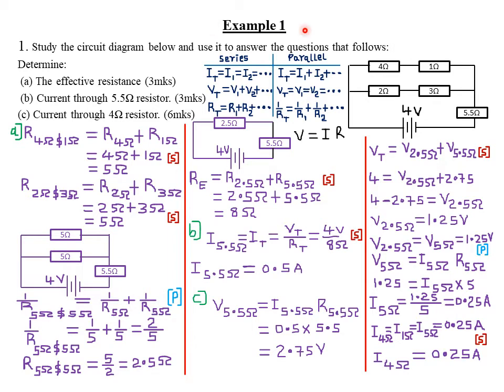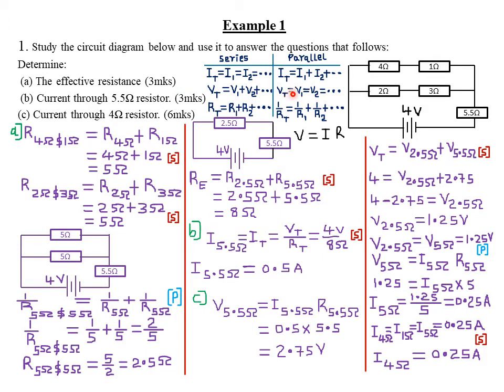So today we are looking at further examples involving calculations on current electricity 2. Our first example reads: study the circuit diagram below and use it to answer the questions that follow. So this is the circuit diagram. Then we are required to determine part A, the effective resistance, which is worth 3 marks.